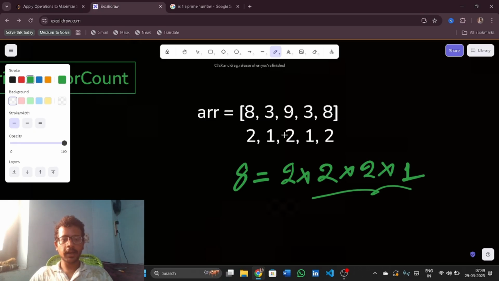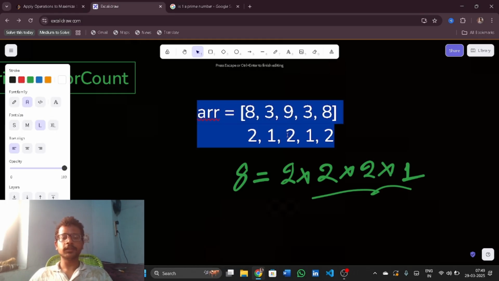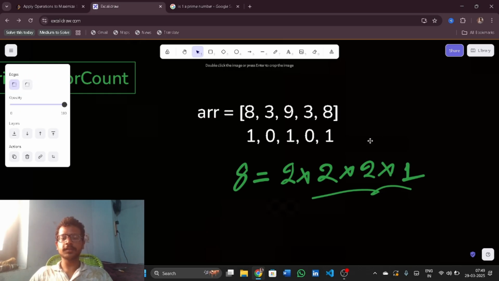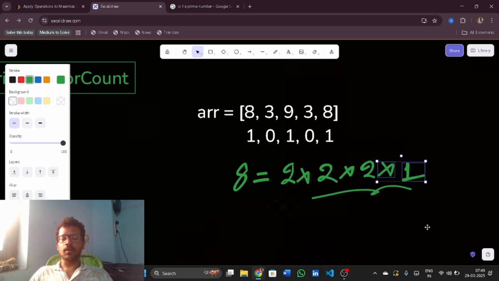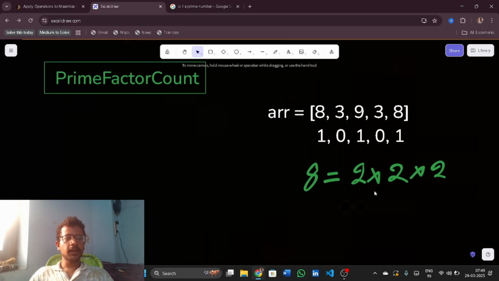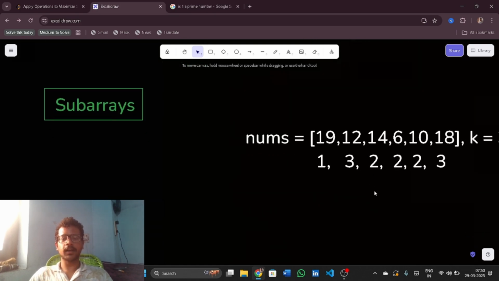So let me decrement every number's prime count by 1. If I do that, I get 1 here, 0 here, 1 here, and 0 and then 1. So I am only considering the prime numbers, excluding 1. Now let us see what happens. Here, I am storing the prime factor counts in another array.